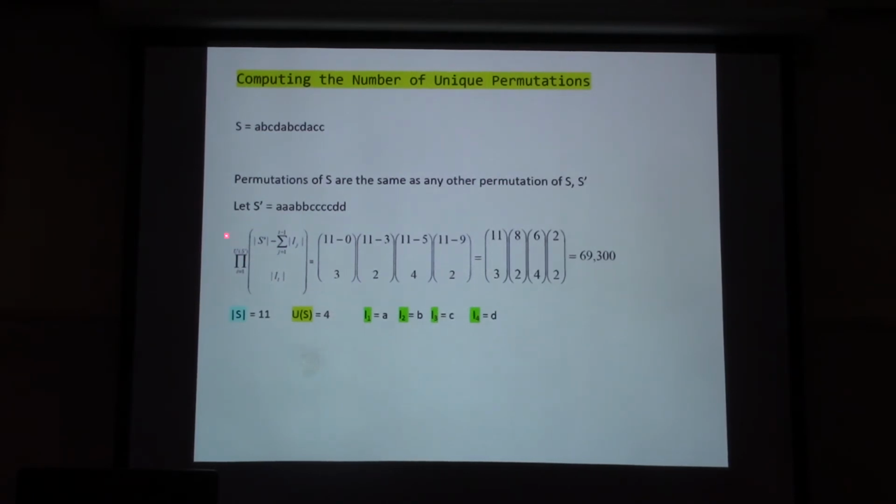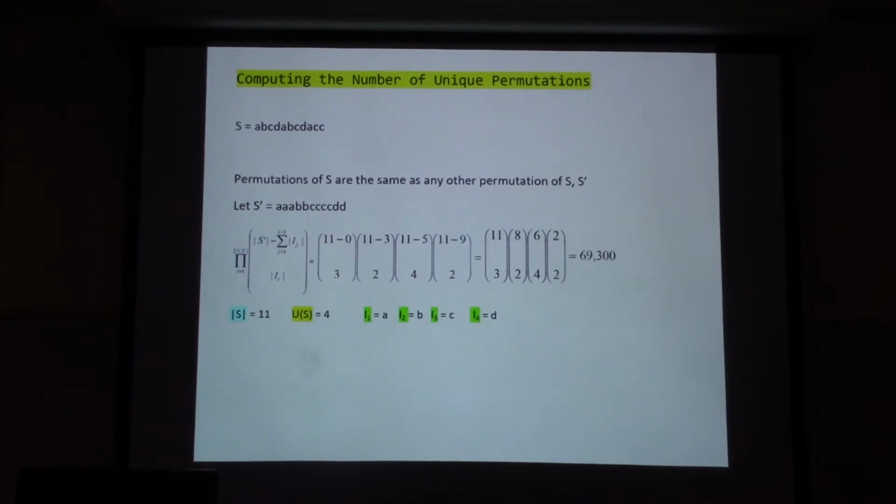And so my product of binomials is going to be 11, which is the length of the string, minus 0, because I'm considering how many of the first letter I have, and L1 is A. How many letters come before A? 0. That's why I take 11 minus 0, because I have 11 positions. And how can I choose 3 positions? I can choose 3 positions by 11 choose 3.